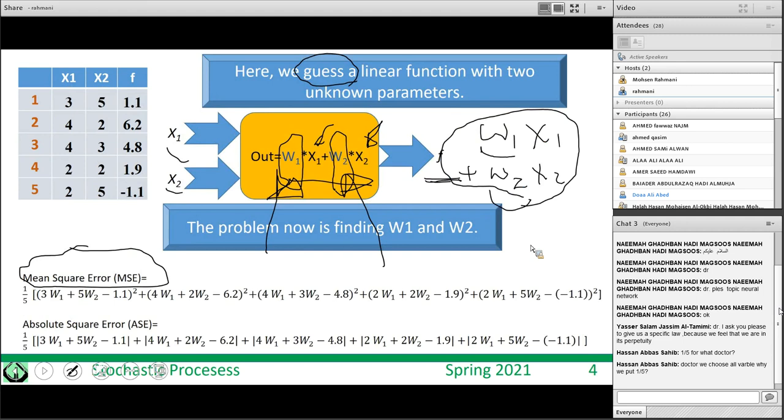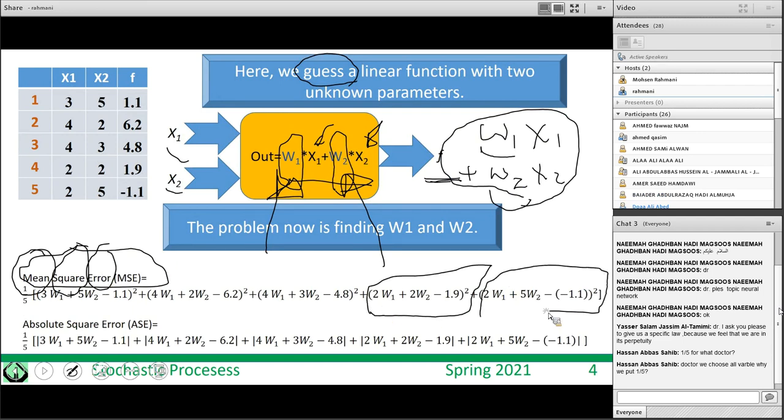This definition is standard. Mean square error is the average. Mean means average. The average of a square error. If every term is a square error, this is the average. Because we have 5 rows, we use 1/5. Okay, this is just averaging on the errors. We have also another error function here.